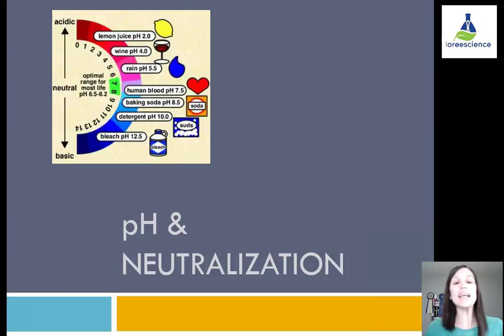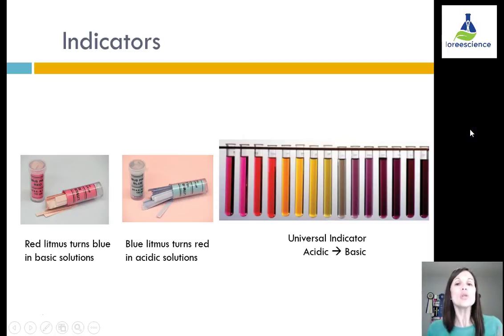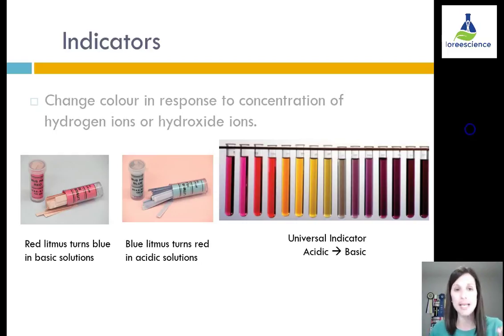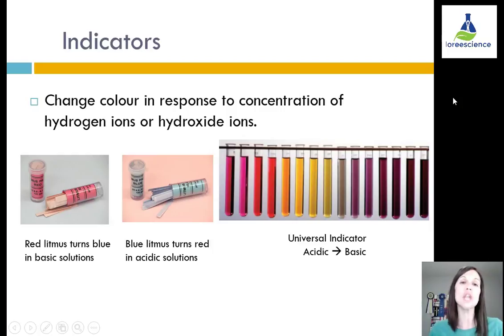So this is the beginning of the second part of our lesson, pH and neutralization. So this is on the back of your note template. So when we're talking about pH and neutralization, indicators are used to tell whether something is an acid or a base. So an indicator is something that's going to change color in response to the concentration or the presence of either hydrogen ions or hydroxide ions.